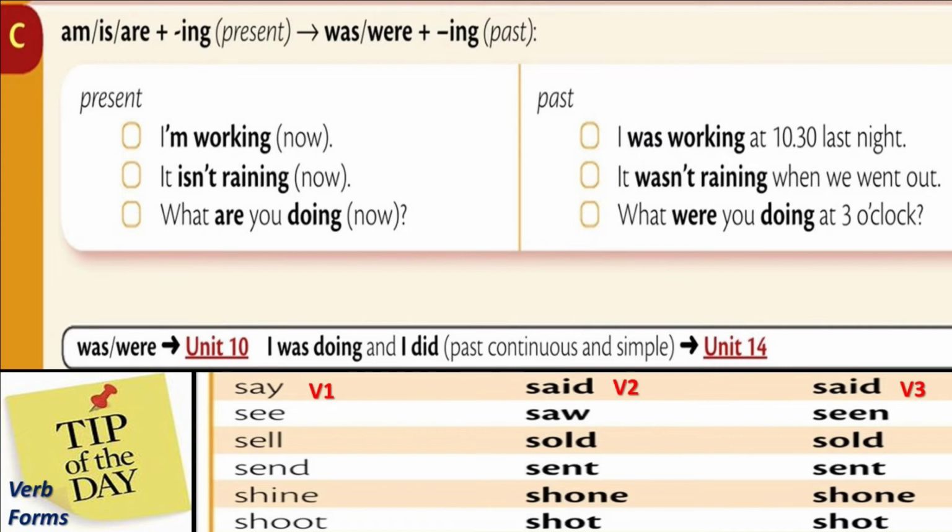Past. Now we are going to revise first form, second form and third form of some irregular verbs. For example, say, said, said. See, saw, seen. Sell, sold, sold. Send, sent, sent. Shine, shone, shone. Shoot, shot, shot.